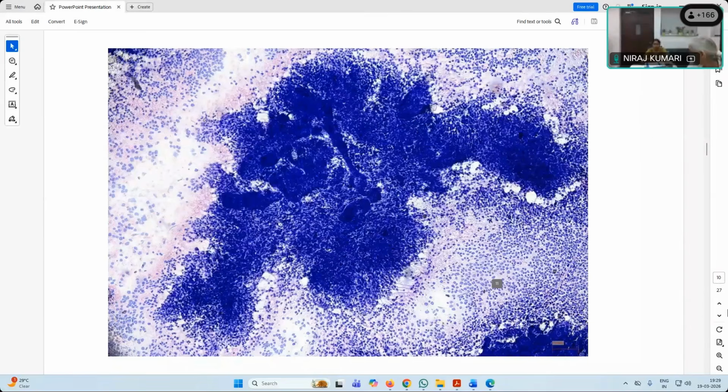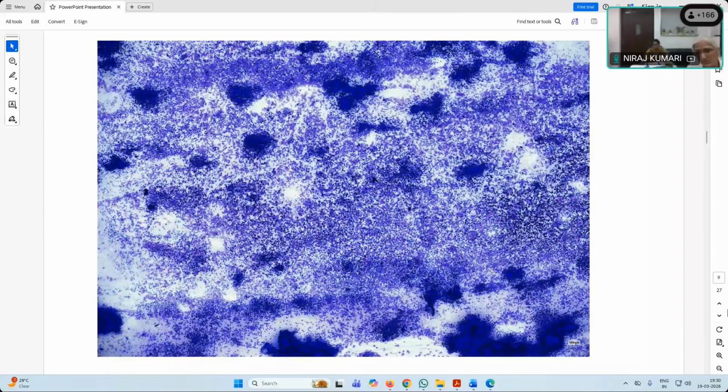So shall we move to the third? Yeah, so this was the blastema predominant Wilms with a very small epithelial component. You can see more of these round cells, dispersed round cells.